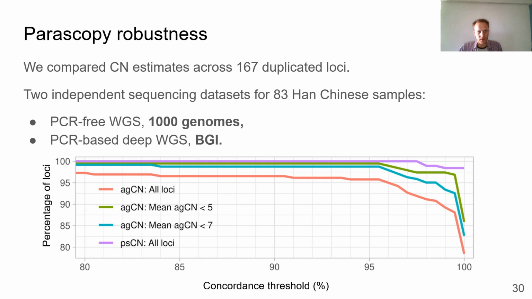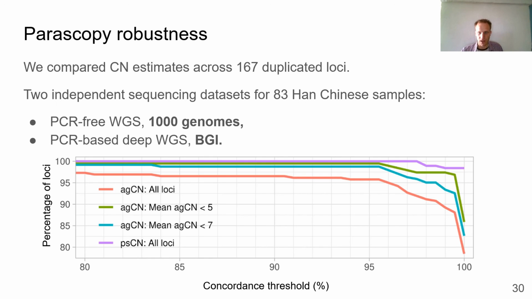Finally, we look at the robustness of Parascopy, which means that we looked at the same samples but with different inputs, which should provide similar results. So here we looked at 2 independent sequencing datasets for 83 Han Chinese samples, and we want to see that aggregate copy number and paralog-specific copy number is almost the same. We looked at 167 duplicated loci.